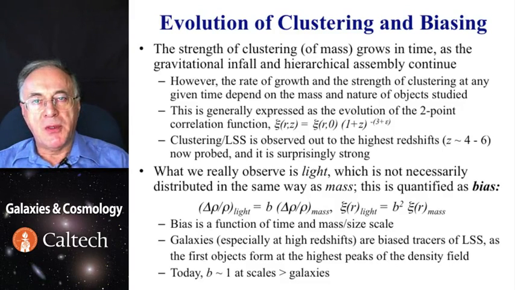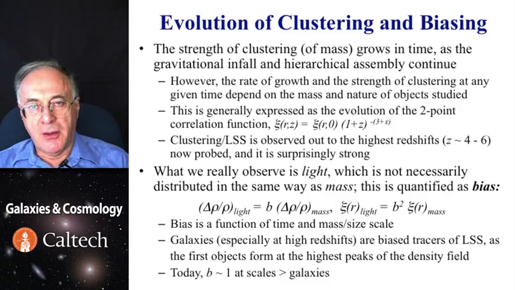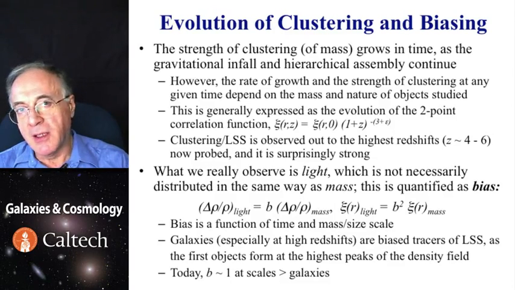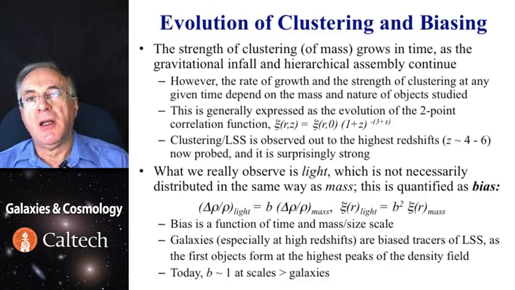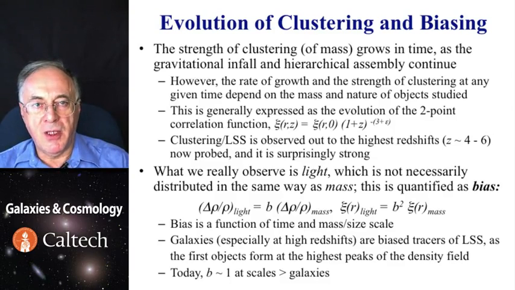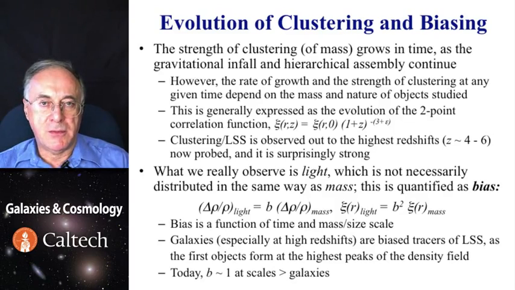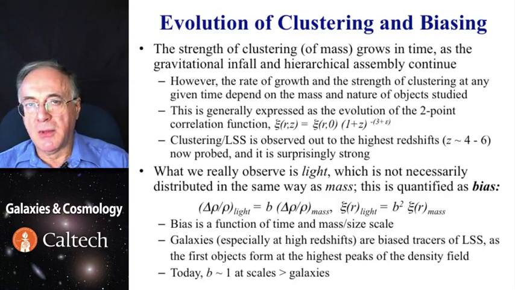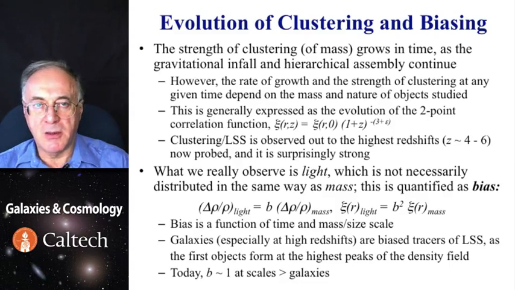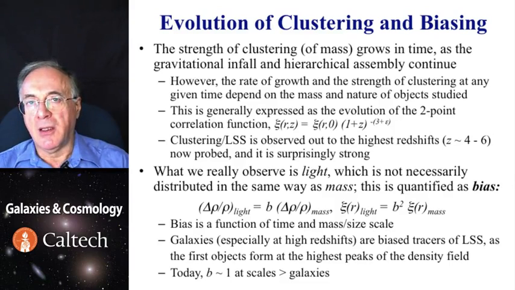Now, what we observe is always light, not mass. And so this is why I introduced the concept of biasing, to allow for the possibility that light, the visible parts of galaxies, is clustered in a different way from the underlying mass distribution. The simplest way of quantifying this is saying that they're proportional, and the factor of proportionality is b, and it's greater than 1 if light is clustered more strongly than mass, and it turns out usually it is.